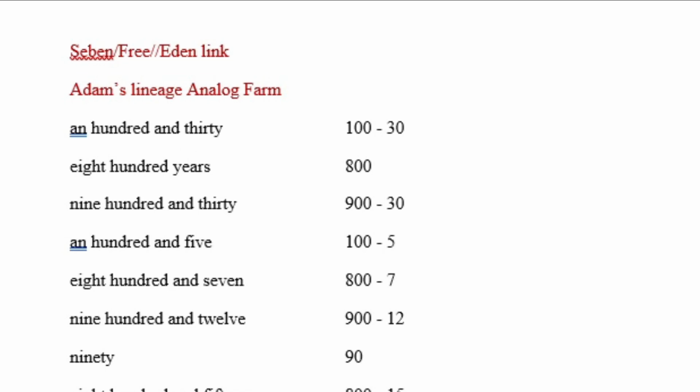Okay, here are numbers. You can see that I've taken where that top line says 130, and then the next one, 800 years, and then 930, and then 105. Those all come from where Adam's lineage is. And what I did is I took all of those numbers and eventually decided that I'm not going to call them compound numbers. That's not 130, that is a 100, and that is a 30. And that each number, if it's treated like that, we're going to see something else emerge.